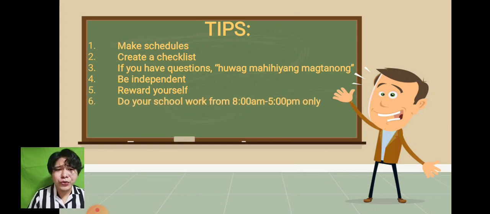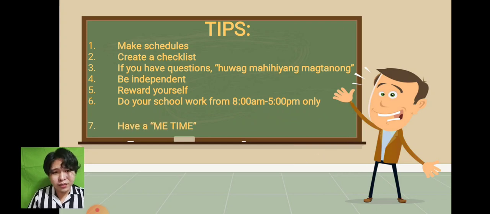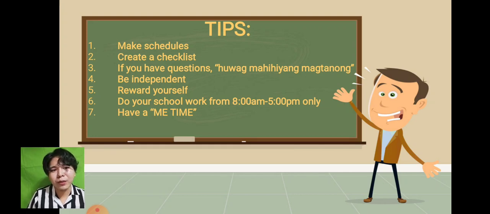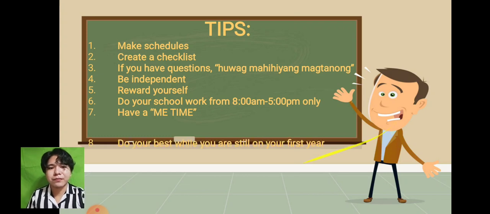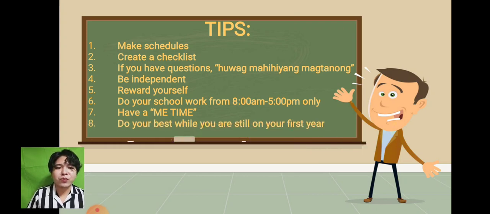Number 6, do your schoolwork from 8 a.m. to 5 p.m. only. Always set the 6 p.m. to, what do we call this one? 7 a.m. as your me time or personal time with yourself for you to reflect, di ba? And of course, do your best while you are still in your first year. So I was not able to edit this one, but not really first year, early years of your college life.